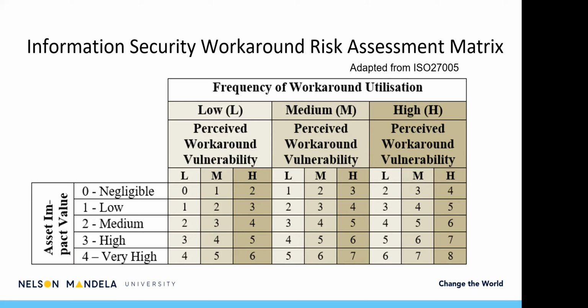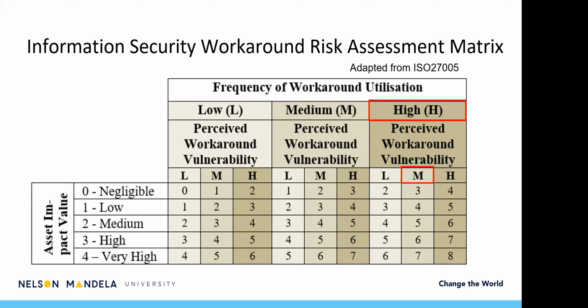When using the risk assessment matrix for information security workarounds to assess the risk of a workaround used in Hospital X, the frequency of workaround utilization, the workaround vulnerability, as well as the asset impact value must be determined by information security officers. In the workaround identified in the Hospital X example, the frequency of workaround utilization is high, as the workaround is used in the day-to-day operations. The perceived workaround vulnerability in the example is determined to be medium.